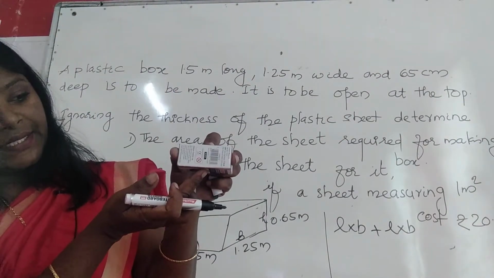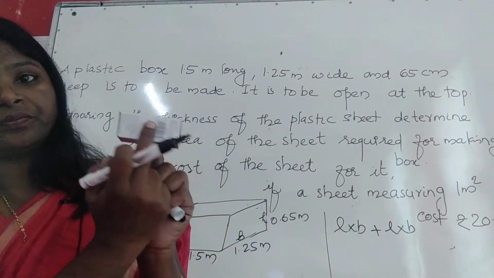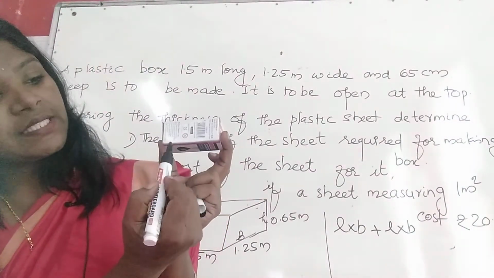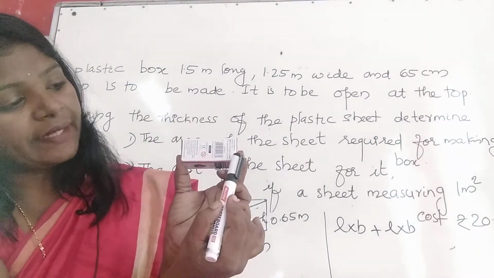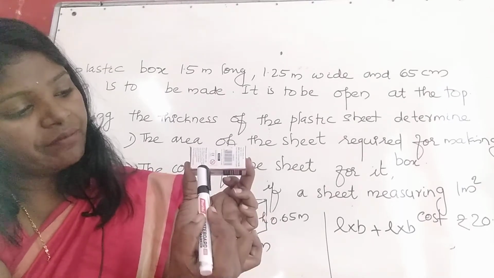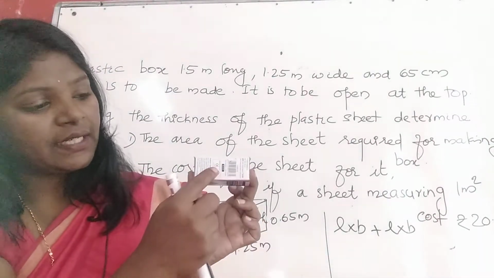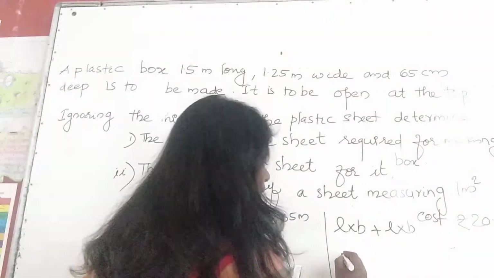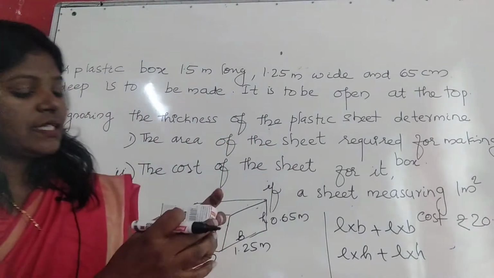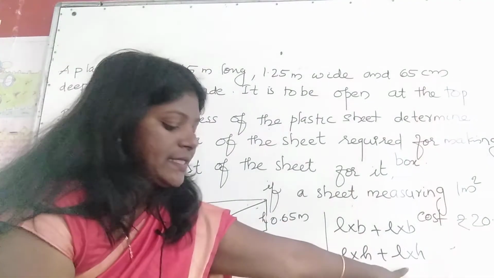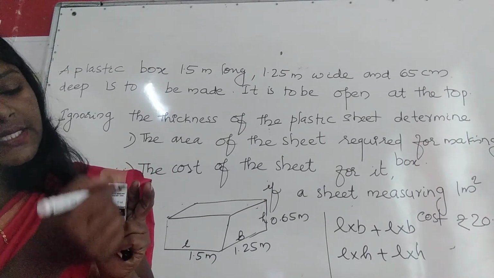These two faces are completed. Then next one, this face and the opposite of this face. For this, it is the length and the height. This face is made up of length and height. So how can we find the area of this face? Length into height. How many faces are there like that? There are two faces. So we write length into height, two faces. Top and bottom and two sides done. Next we come to this face. This is breadth and here it is height.